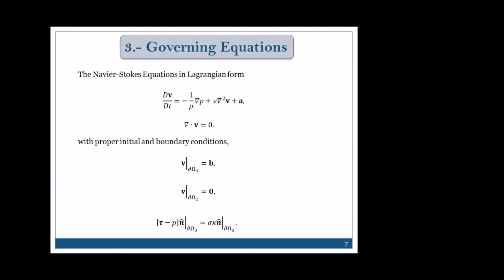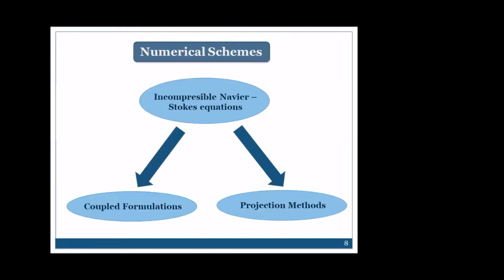So the governing equations for the mold filling step in casting are the Navier-Stokes equation in Lagrangian form, which are written like this. And the problem of free surface is completed with proper boundary and initial conditions. So here the d omega indicates the kind of boundary. 1 and 2 indicates a solid walls boundary, while the 3 indicates the free surface boundary. To solve these incompressible Navier-Stokes equations, we have two choices. We can use coupled formulation and projection methods.